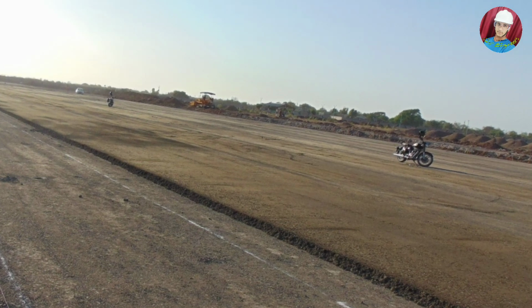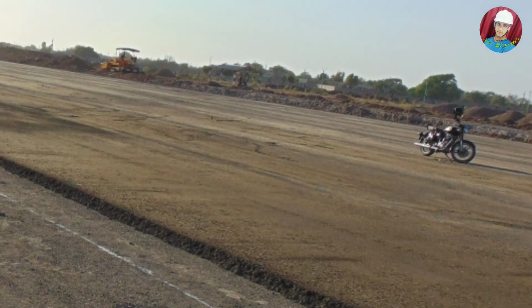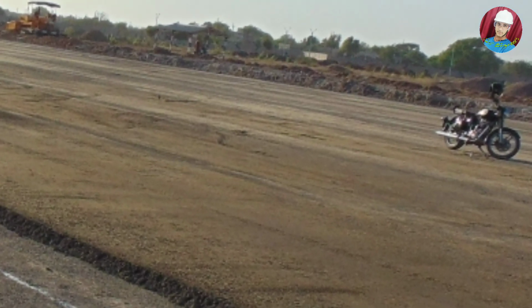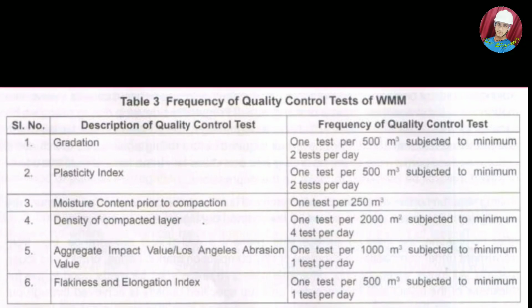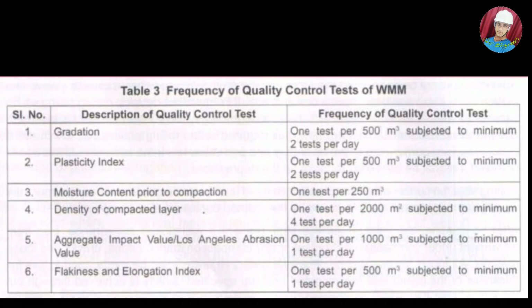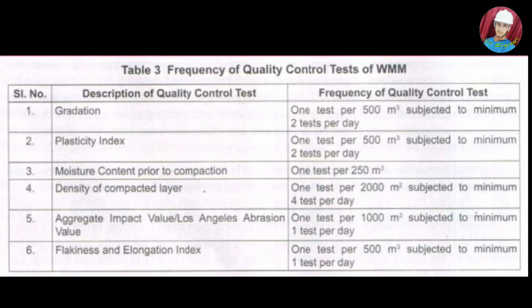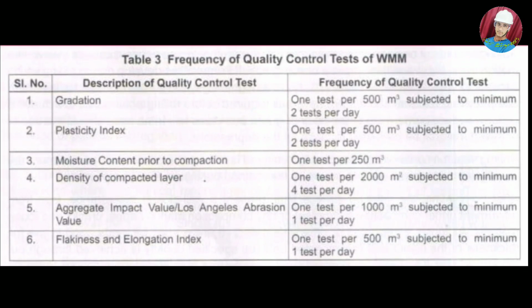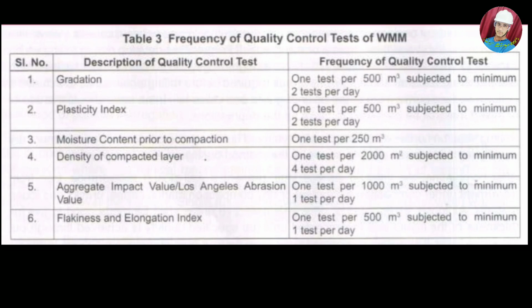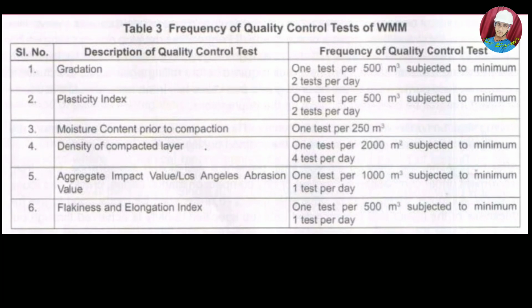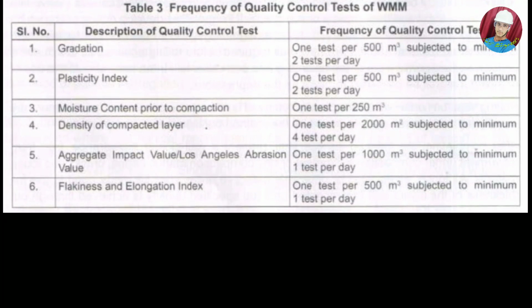And second, the longitudinal profile shall also be checked by a 3 meter straight edge at the middle of each traffic lane along a line parallel to the center line of the road. And here is Table 3, frequency of quality control tests of WMM. These are the tests which we have to do every day on a daily basis or on a square meter or cubic meter basis: gradation, plasticity index, moisture content, density, aggregate impact value, abrasion value, flakiness and elongation index.